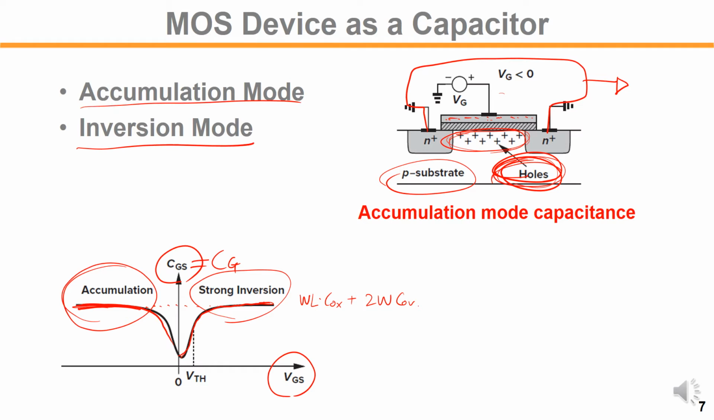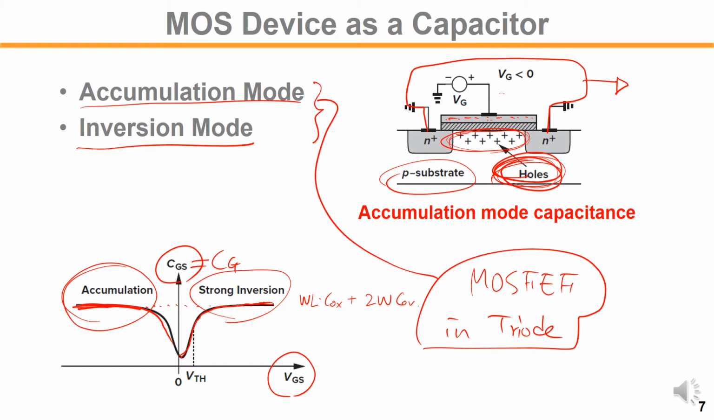So for the MOSFET in triode region, we can use either accumulation mode or inversion mode. But the thing is that in this kind of strong inversion or accumulation mode, near ground voltage, where VGS is near ground, there is some nonlinear sharp transition of capacitance variation. This kind of thing results in signal nonlinearity.